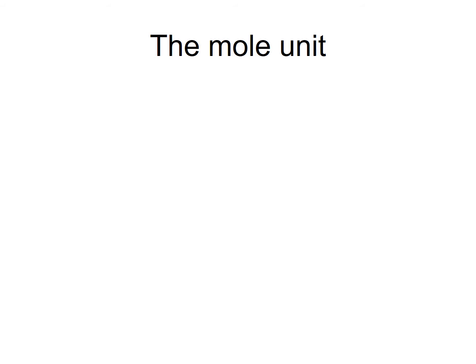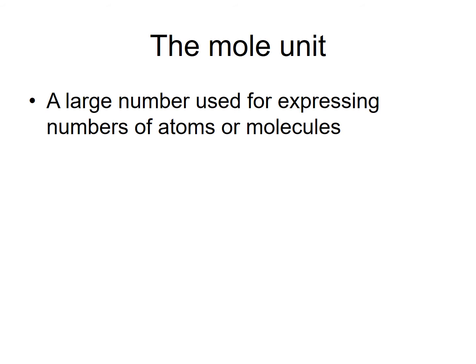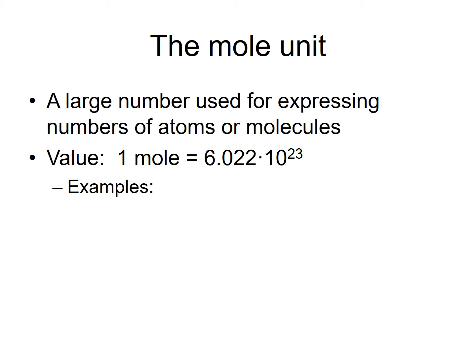The first thing we want to do is introduce a unit. The unit is something called the mole. The mole is simply going to be a way that we can count atoms or molecules. We can think of the mole as simply being a very large number for expressing numbers of atoms and molecules. This number is often called Avogadro's number. And so 1 mole is equal to 6.022 times 10 to the 23rd. I'm sure if you've taken chemistry before, you've heard of that number.